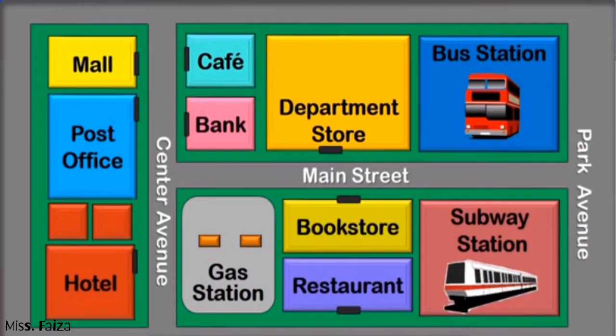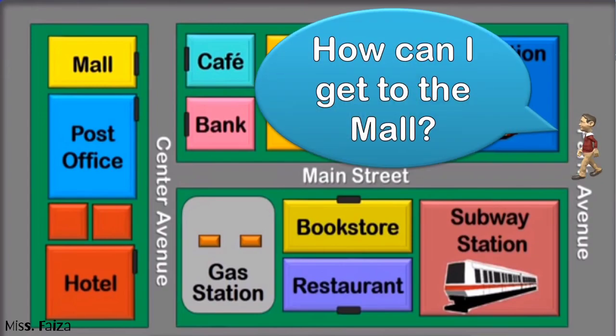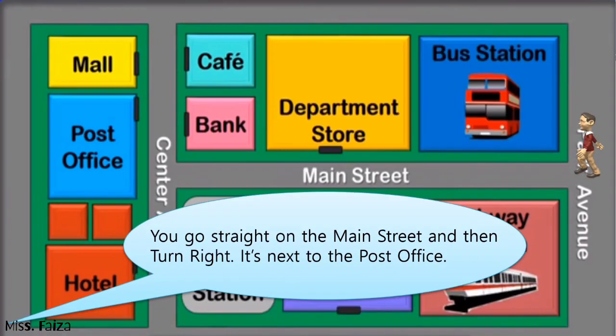Look, it's a map. And it's Mr. John. Mr. John wants to go to the mall. So he asked, How can I get to the mall? You go straight on the main street and then turn right. It's next to the post office.